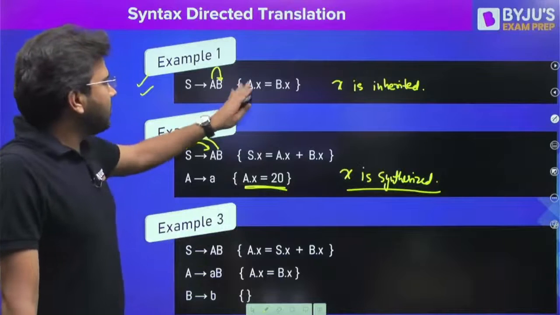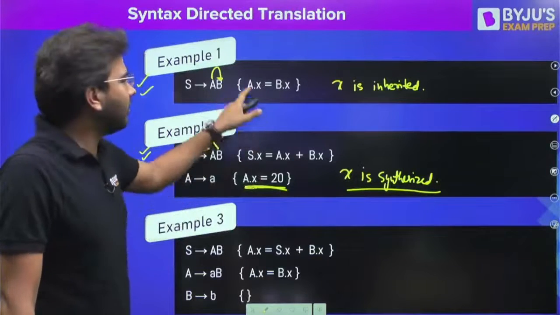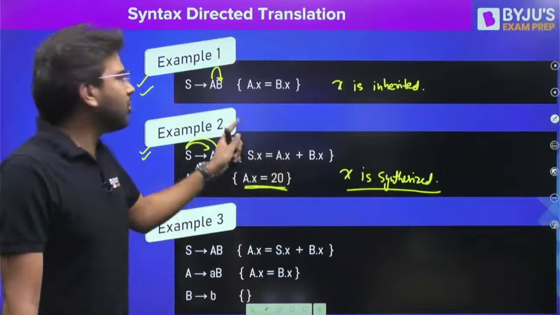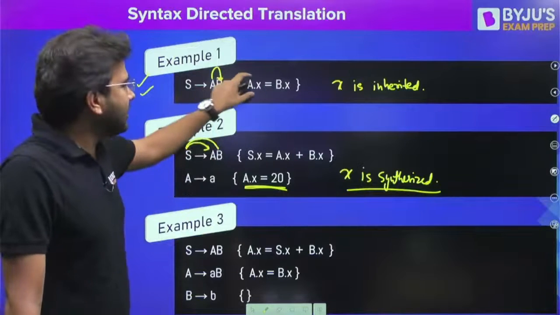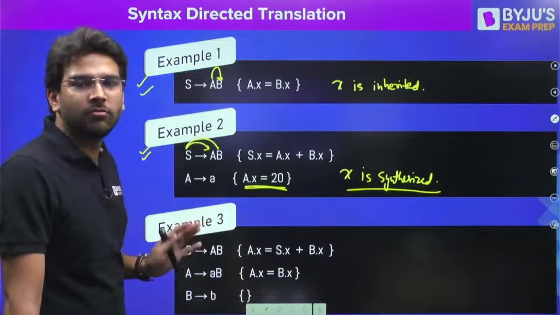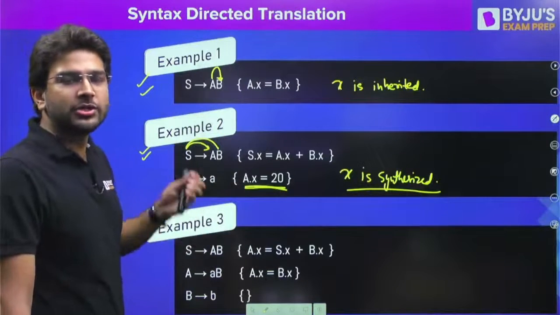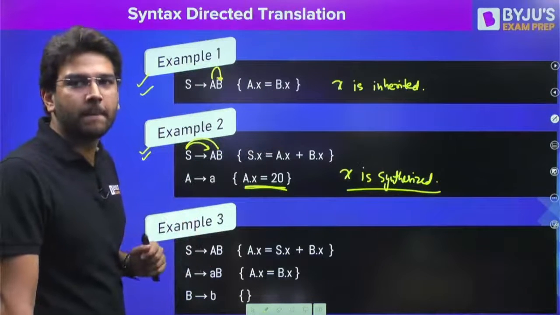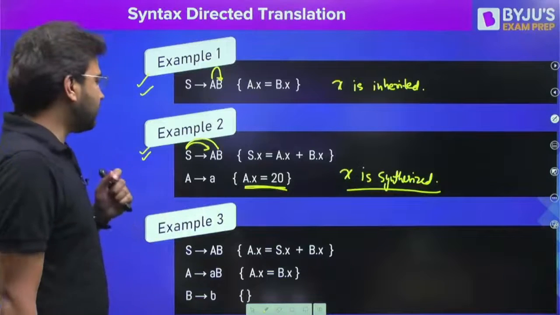Yeah, it is not mentioned, that is fine. It is not mandatory to have the parent attribute also. In translation, we can do anything. It's not like every time a parent is going to be involved. Here we are writing that A is taking the value from B. That is allowed. We can have any translation associated with the productions. It is not mandatory to have the parent involved every time. Is it clear? If you have any doubt, please ask.